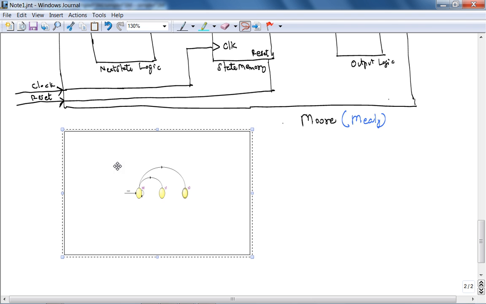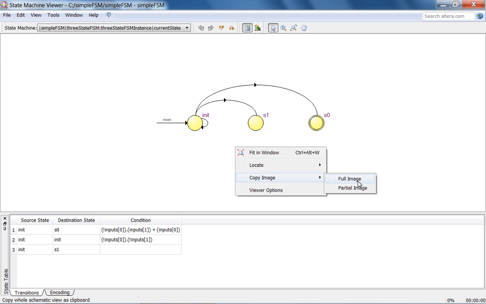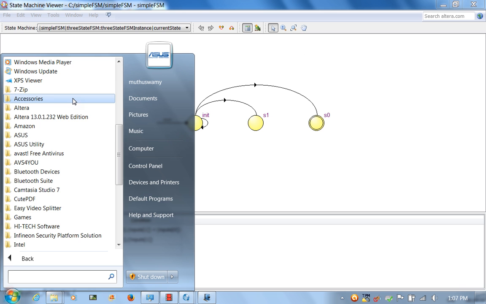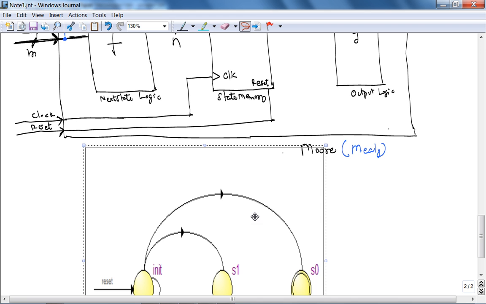Even better. So let me copy this again since I have some time. Copy image, full image. Let me go into paint and just paste only the necessary FSM portions. There it is. All right, let me just select this. That's all I need. Beautiful. So this is what we got from the Quartus synthesizer. This is what it inferred.